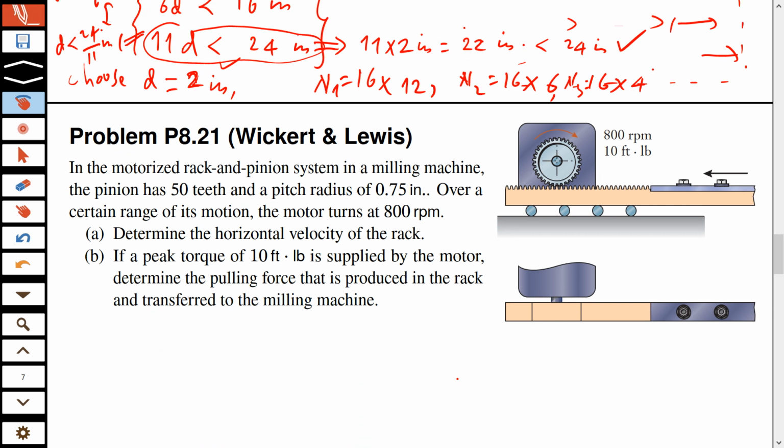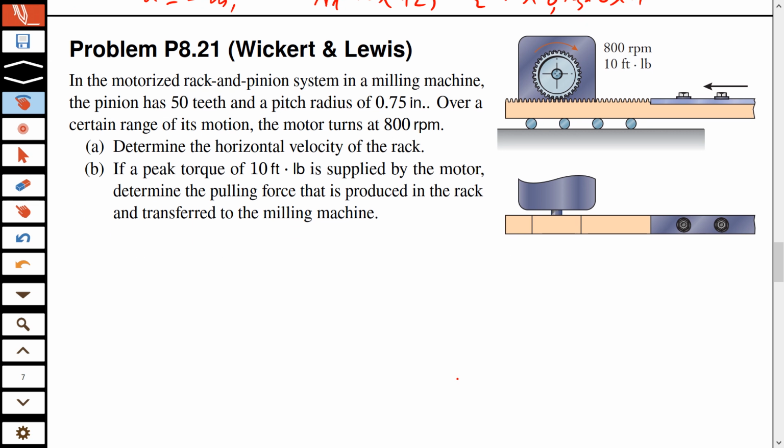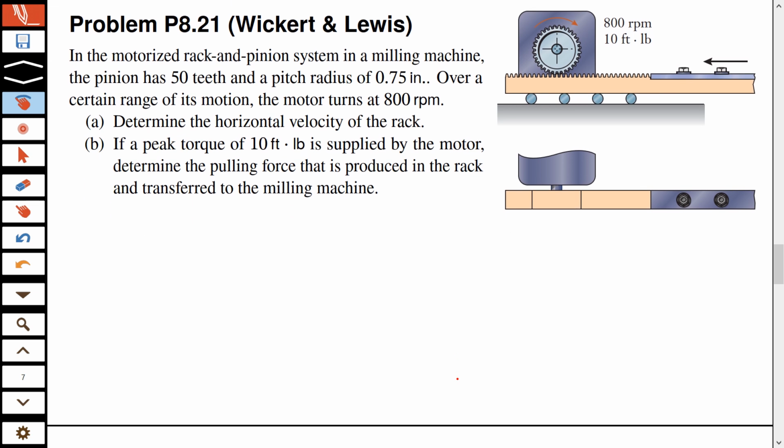Okay, let's move on to the next question. And this is a rack and pinion arrangement, which is motorized. So the pinion gear is driven by a motor. So you have motorized rack and pinion system. This is pinion, this is rack, as you already know, in a milling machine. The pinion has 50 teeth, okay?